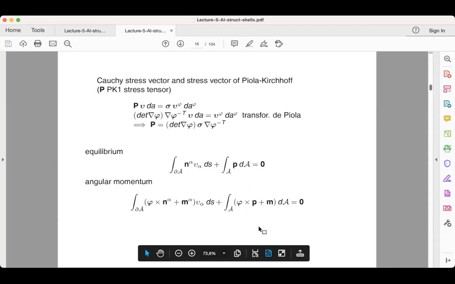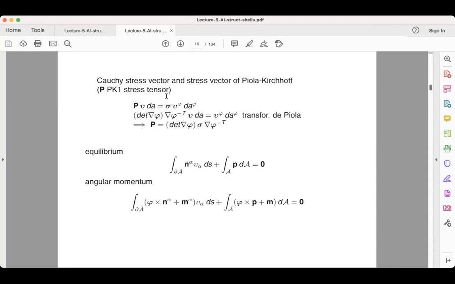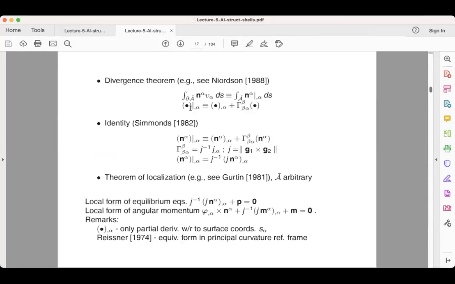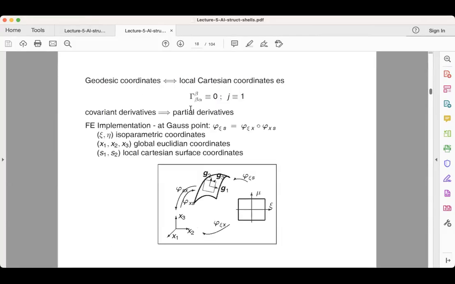So it turns out if I go through this development, basically this is expressed here. This is the first Piola-Kirchhoff stress, which gives me the same type of explanation as the Cauchy or true stress.